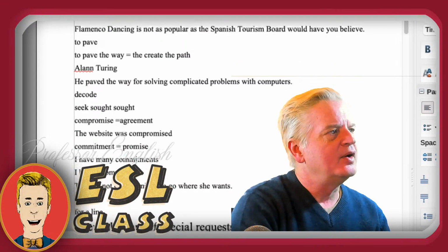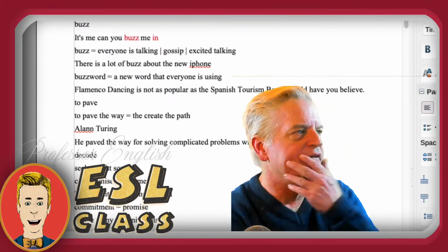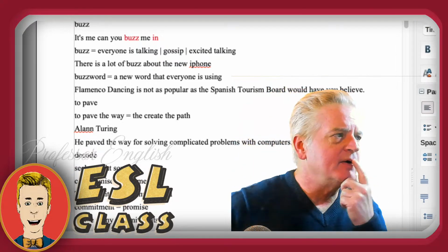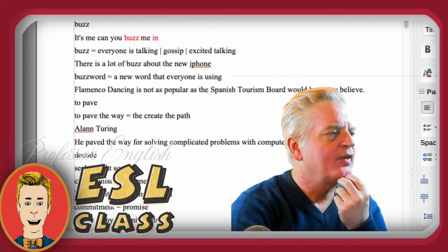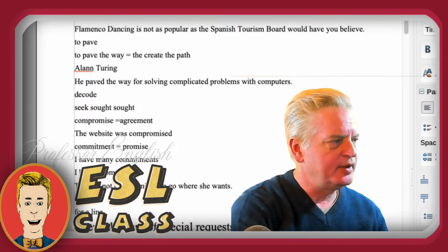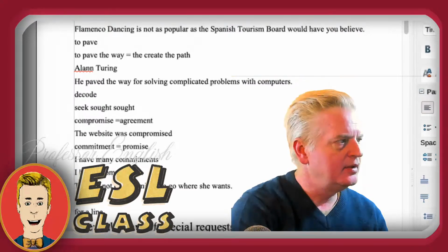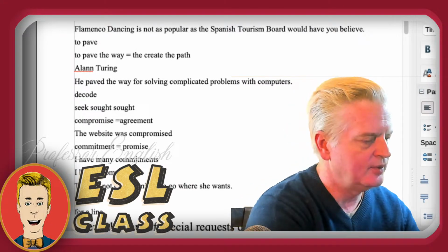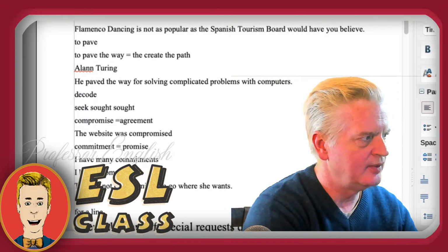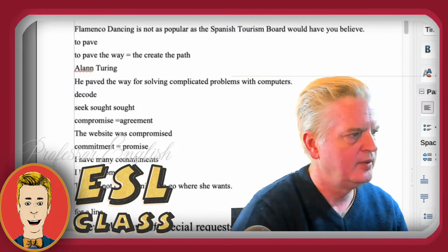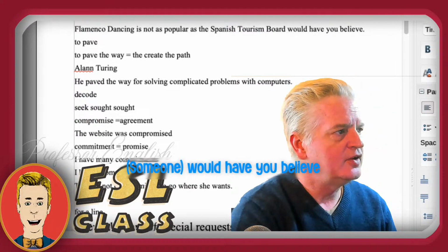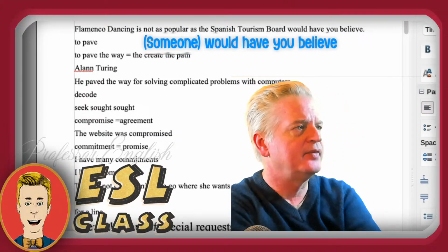All right. So we were reading an article in this class, and in the article, there was a phrase which was, someone would have you believe. Maybe I'll write that down, because it's such a long phrase, nobody's going to remember it. Someone, we'll put that in parentheses. Someone would have you believe. Okay. So this phrase, someone would have you believe something.